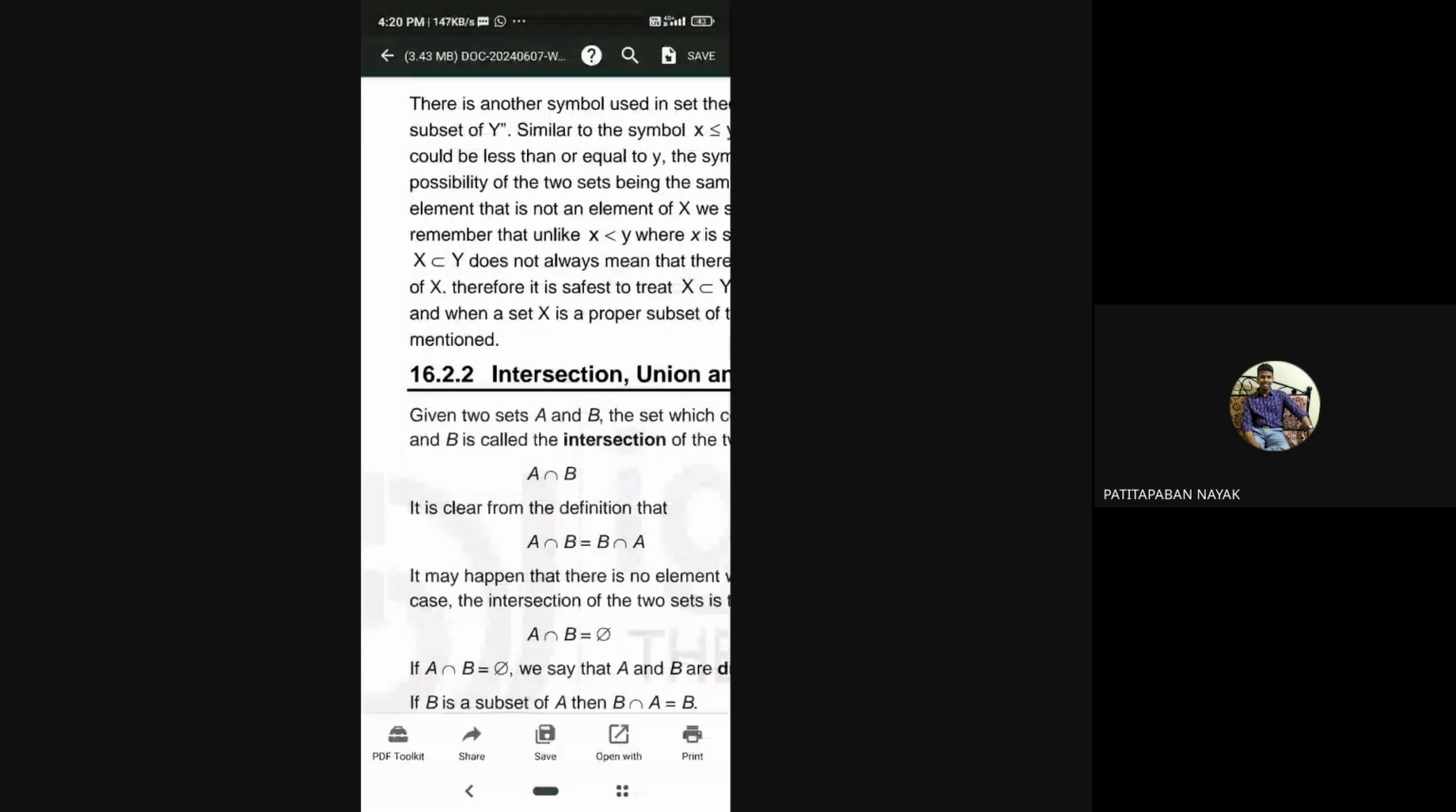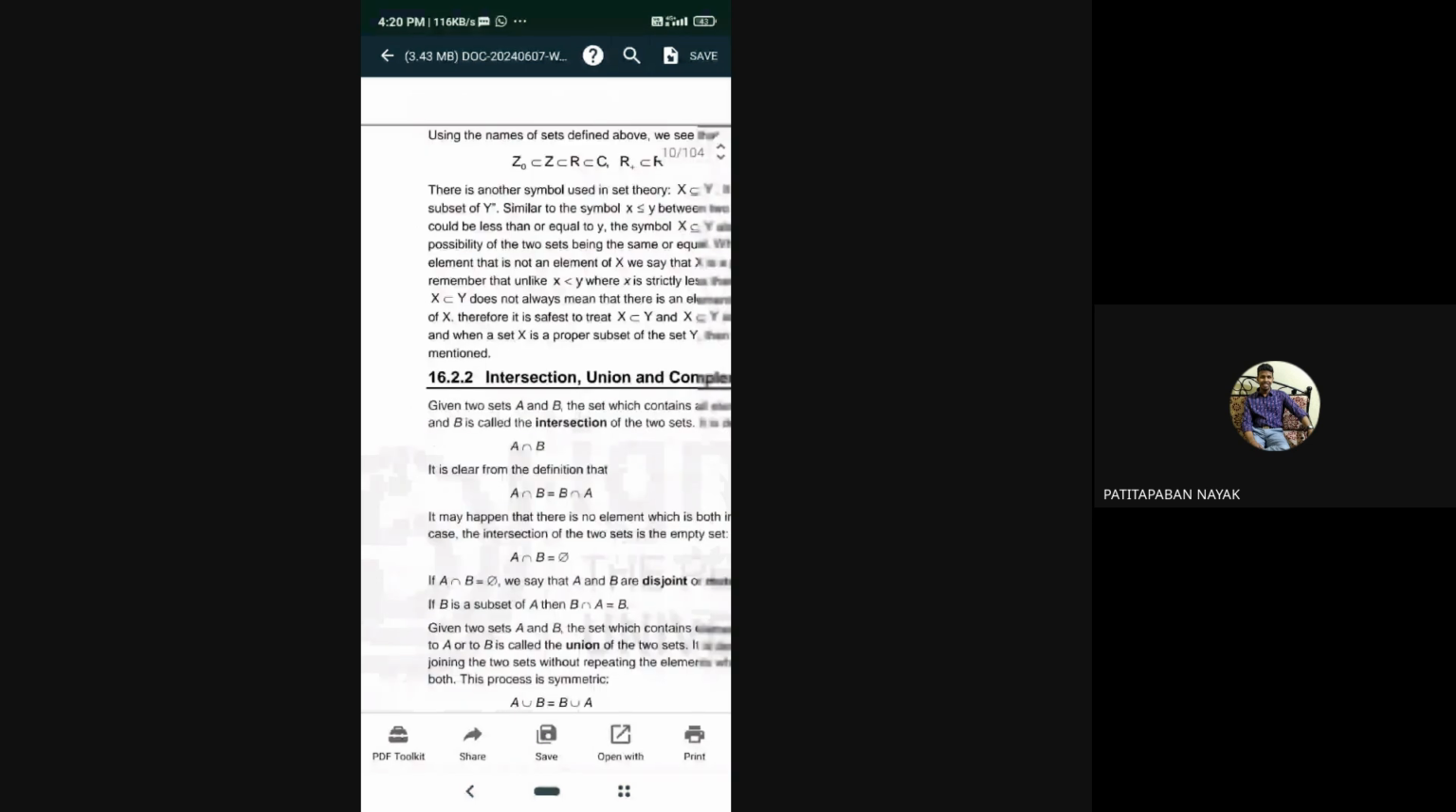A intersection B is also B intersection A. It will not matter whether you write A at the beginning and B at the end, or B at the beginning and A at the end. Suppose 1, 2, 3, 4, 5 intersection 4, 5, 6, 7, 8, 9, and you have 4, 5, 6, 7, 8, 9 intersection 1, 2, 3, 4, 5. So 4 and 5 are common elements. In both cases, the region of intersection will include 4 and 5. So if you interchange the two sets, there is no change in the result.